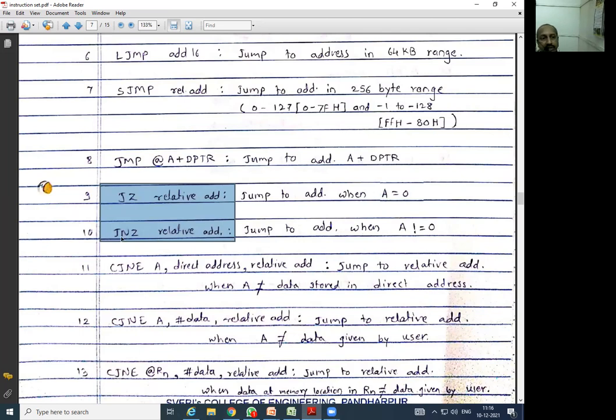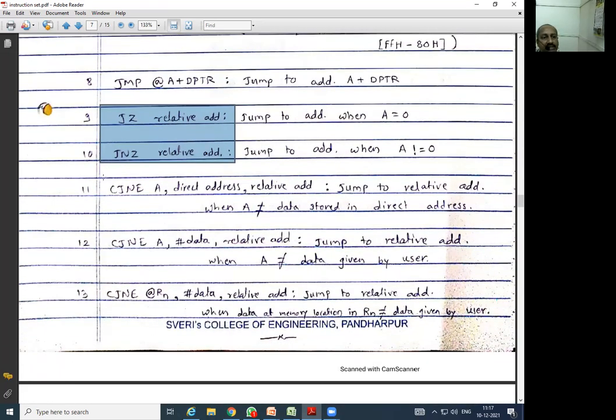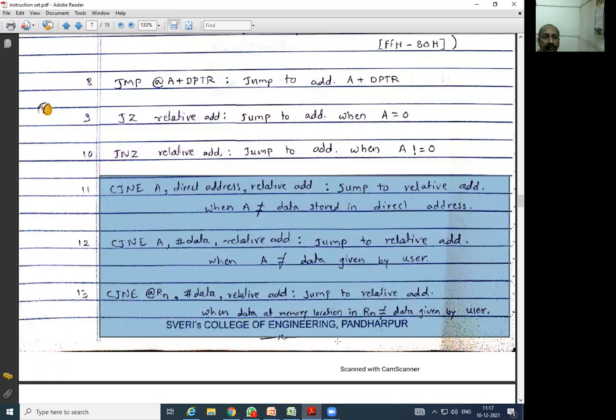The syntax is JNZ followed by the relative address. It jumps to the address when A is not equal to 0. So it depends on the application whether to jump or not. Just check the value of the accumulator and take the decision accordingly. Decision taking is branching in another way. The next one is CJNE. Depending on the different addressing modes, these instructions are here. So what does CJNE mean?